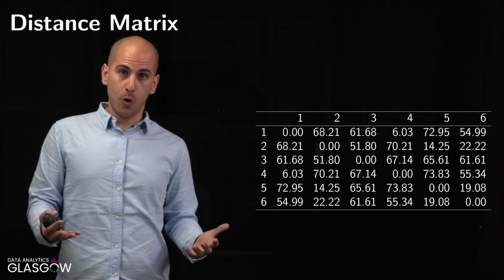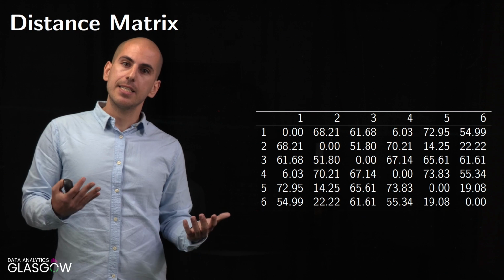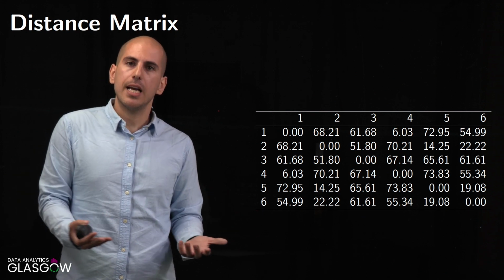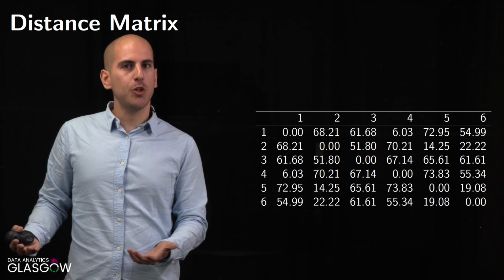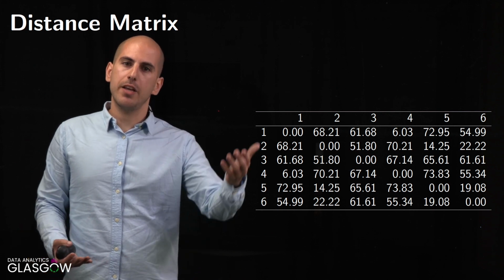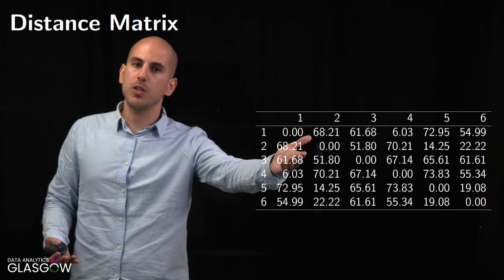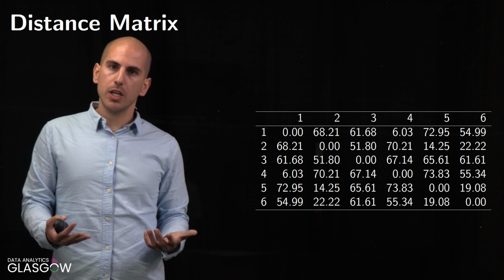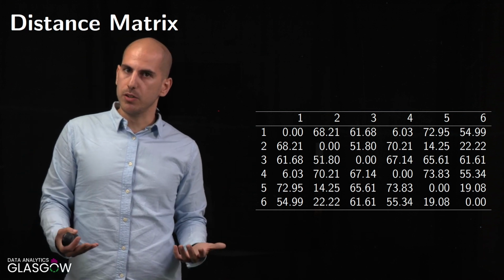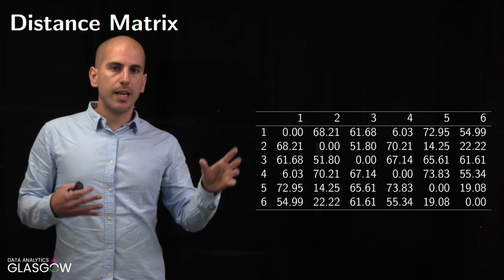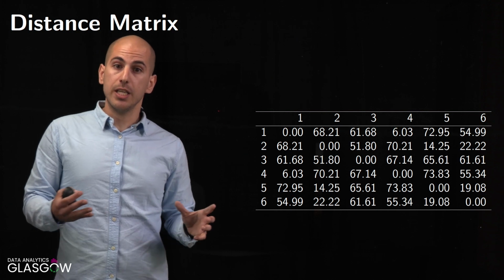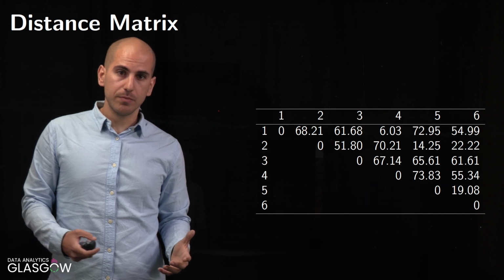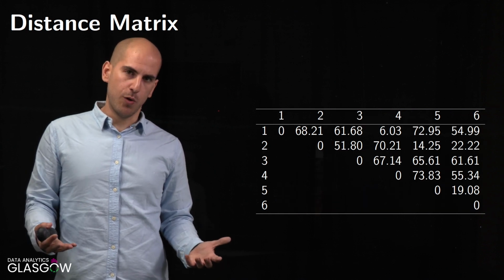Another thing that I really hope you've already seen is that the distance between observation 1 and 2 is exactly the same as the distance between observation 2 and 1. You see here that in this case it was 68.21 in both cases. So we actually know that this matrix will be a symmetric matrix. Instead of looking at this matrix with 36 different numbers, let's make it a bit easier to our eye. So this is what we actually have to focus on.